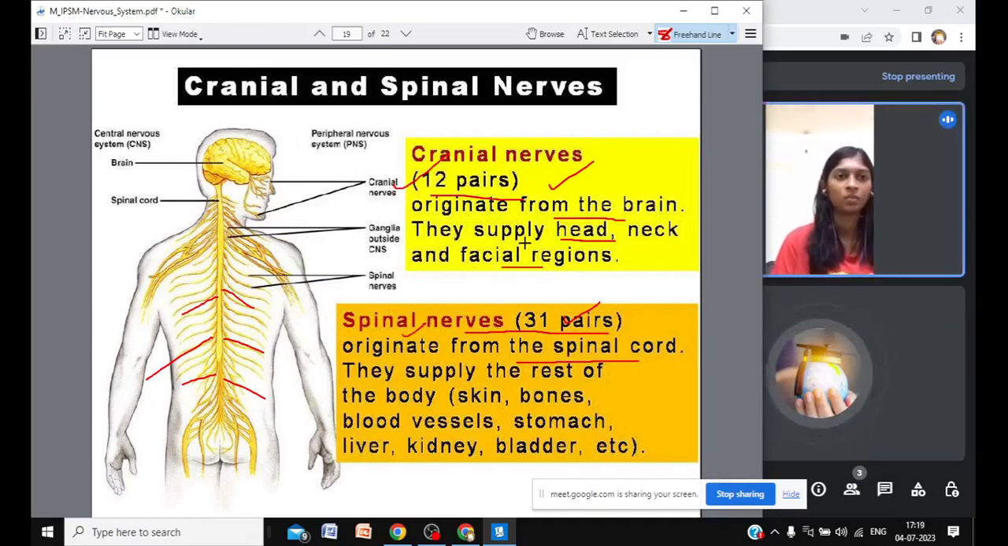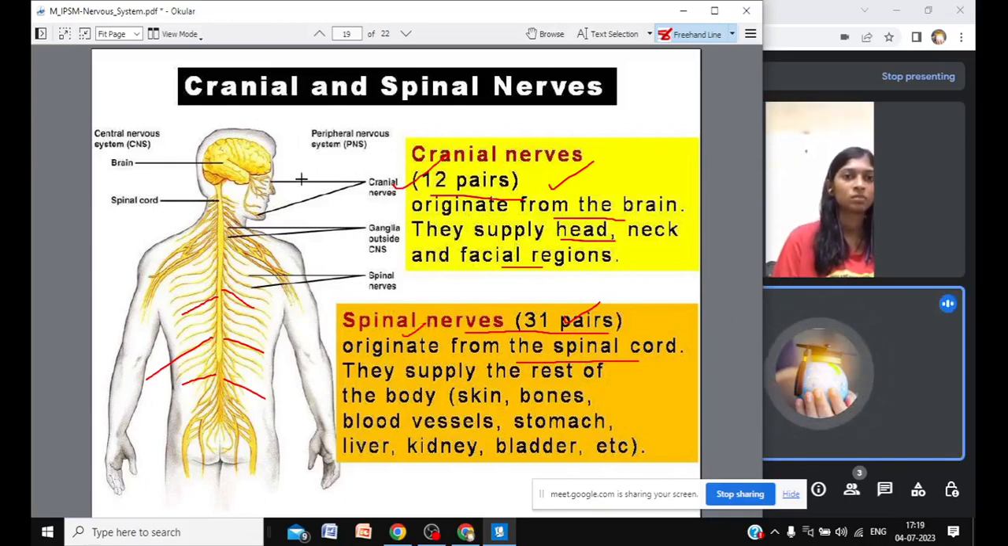And where do they supply? The 12 pairs coming from the brain supply the head, neck and face, and the 31 pairs will supply other parts like skin, bones, blood vessels, stomach, kidney, bladder, liver, spleen, gallbladder.